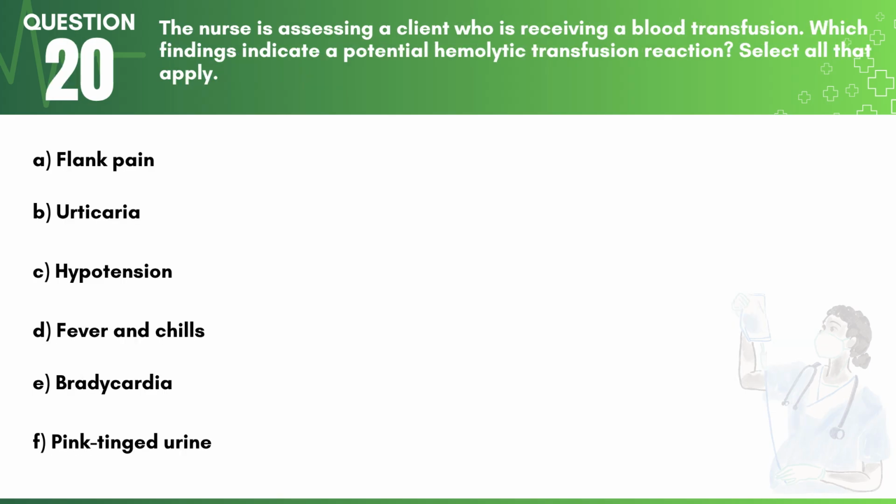Question 20. The nurse is assessing a client who is receiving a blood transfusion. Which findings indicate a potential hemolytic transfusion reaction? Select all that apply. A. Flank pain. B. Urticaria. C. Hypotension. D. Fever and chills. E. Bradycardia. F. Pink-tinged urine.